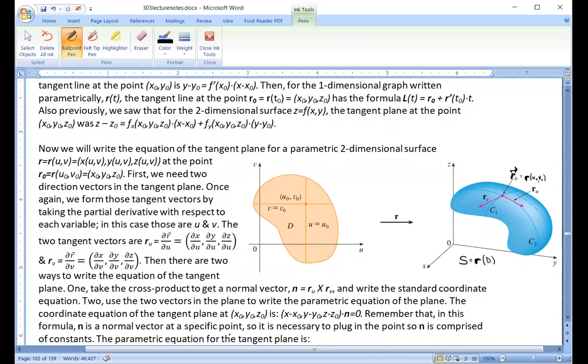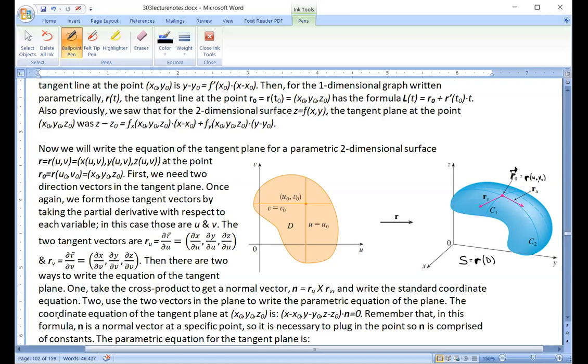that gives you the formula for the tangent plane. Okay, that's one way to do it. And just as a reminder, n is a normal vector at a specific point. So in this case, it's necessary to evaluate it so that n is constant, so that n is comprised of constants. Okay, that's the first way.